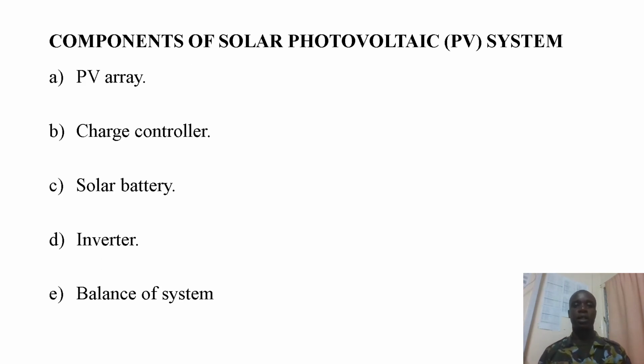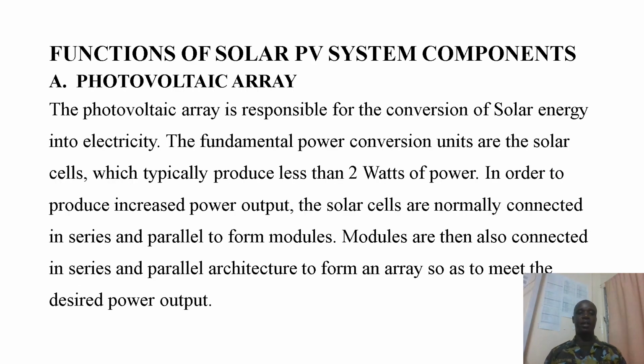So components of solar photovoltaic systems are: number one, you have got PV array; two, charge controller; three, solar battery; four, the inverter; and finally balance of system components. So the functions of solar PV system components, we start with the PV array.